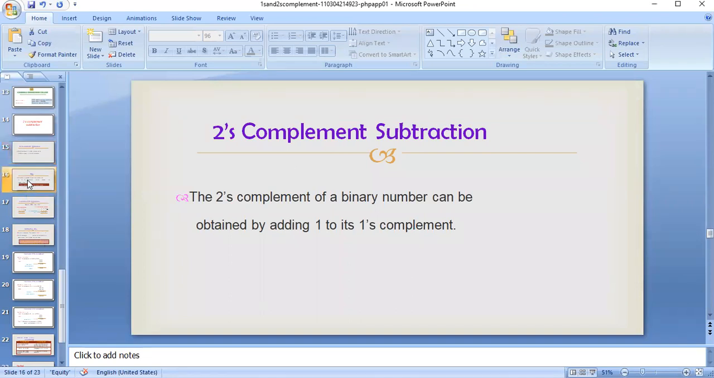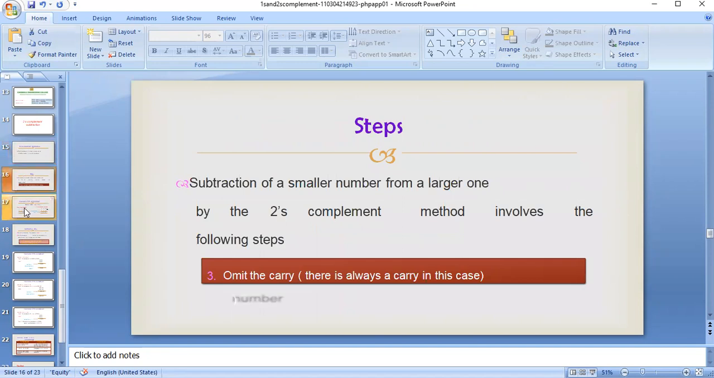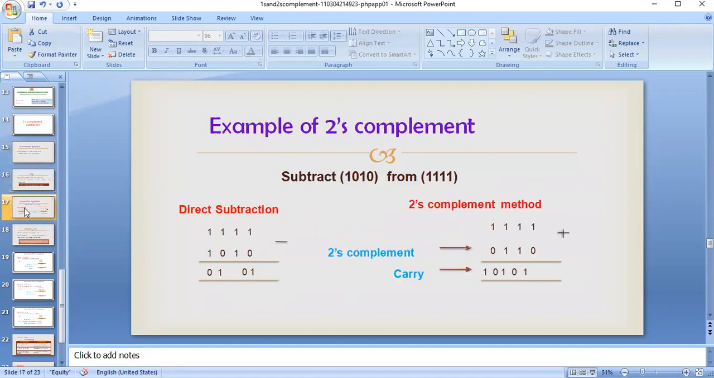In the 2's complement method, we first find the 1's complement and then add 1 to the LSB. You will get the 2's complement result. So the same problems we will discuss here. See here, I'm subtracting 1 0 1 0 from 4 ones, all ones.